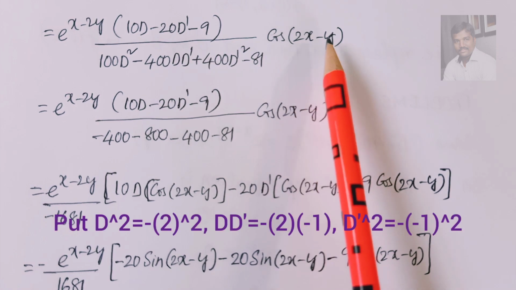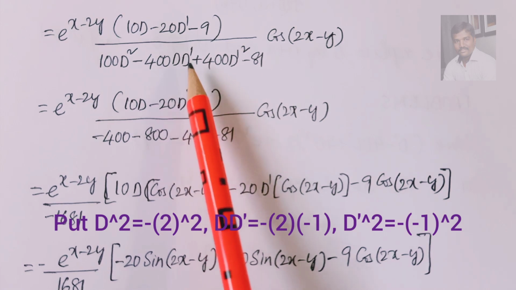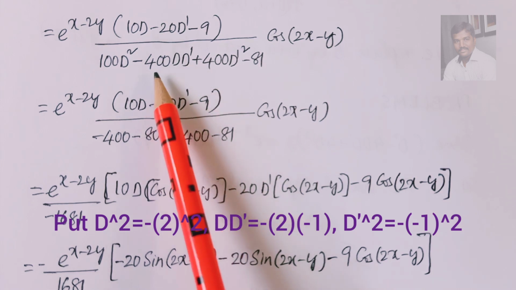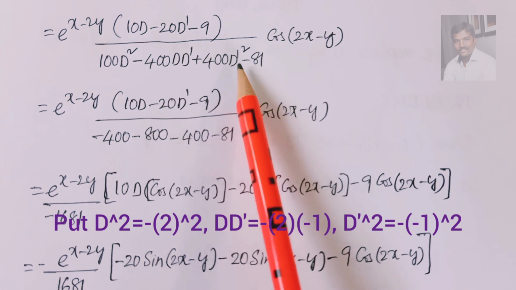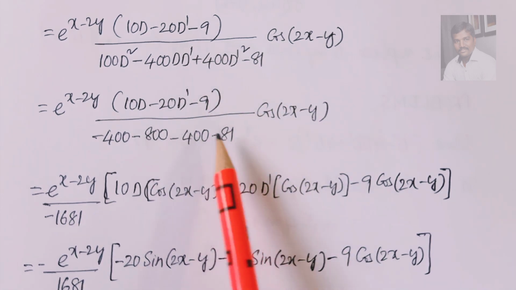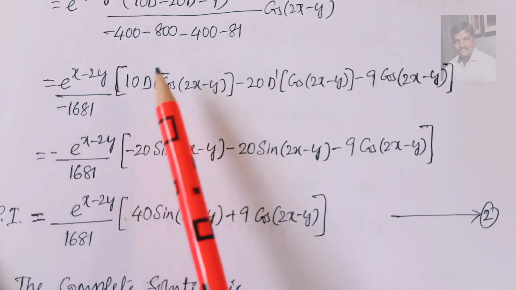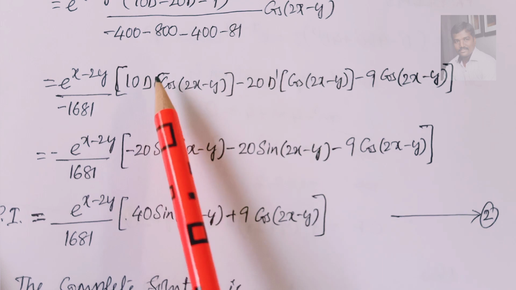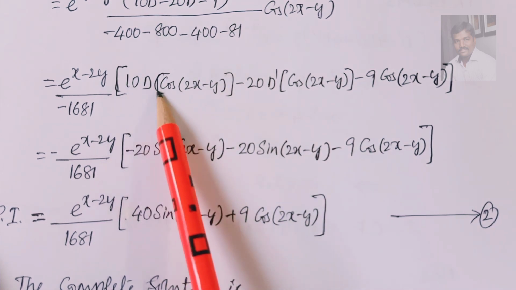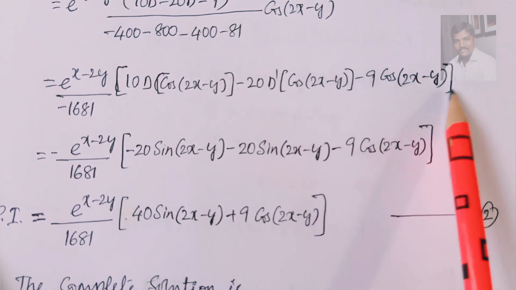Here a = 2 and b = −1. So in place of D², −4, and DD' is −2 × (−1), so minus minus plus, giving 2 × 400 = 800. D'² is (−1)², so that is −400, and then −81. The numerator is 10D − 20D' − 9. Simplification gives −1681. Now operate this: 10 D of cos(2x − y) − 20 D' of cos(2x − y) − 9 cos(2x − y).